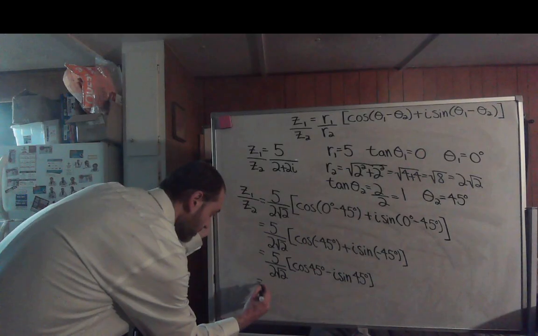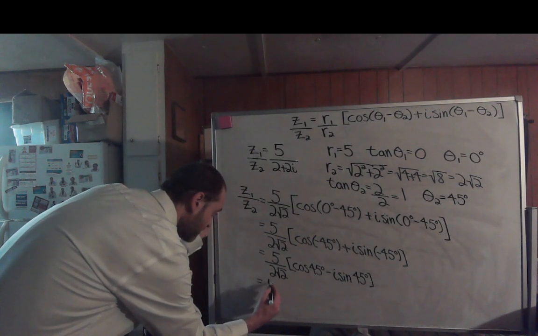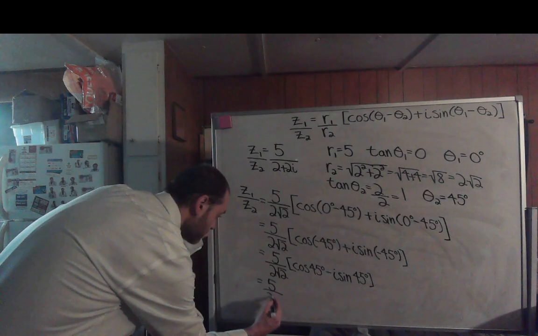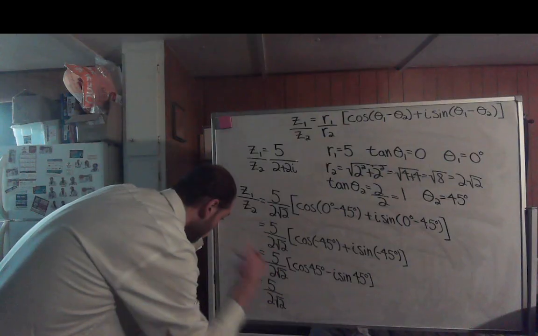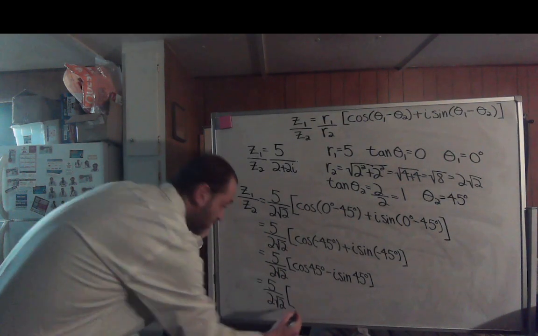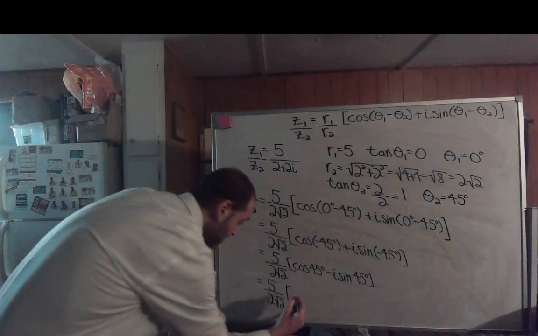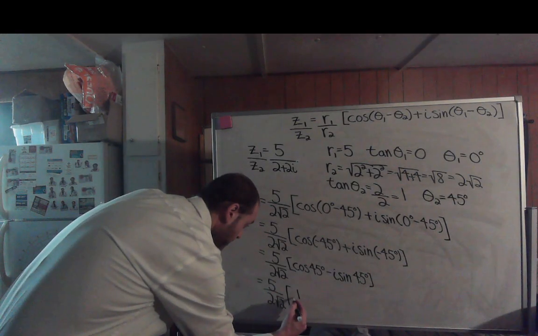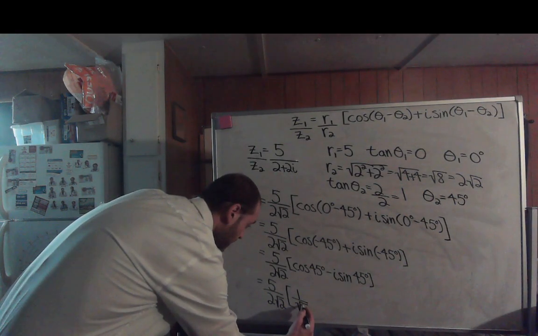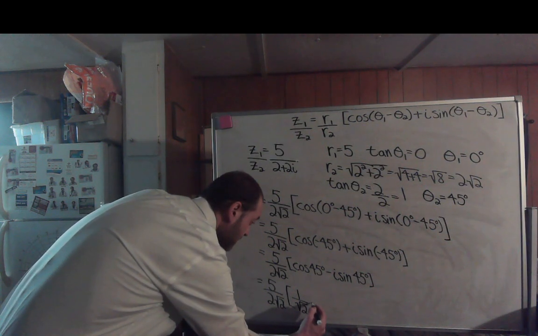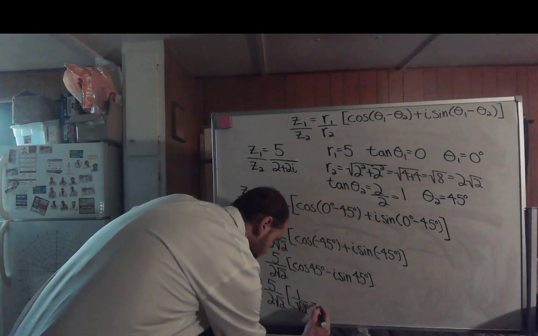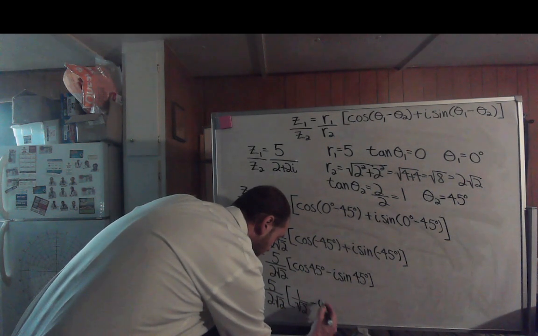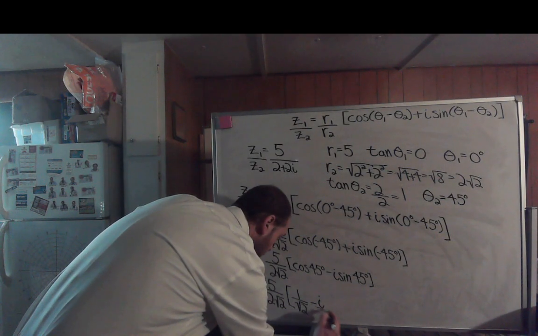Which is going to turn into 5 over 2 times the square root of 2, times what is the cosine of 45 degrees? Well, that's 1 over the square root of 2. Then sine of 45 is also 1 over the square root of 2, so that'd be minus i all over the square root of 2.